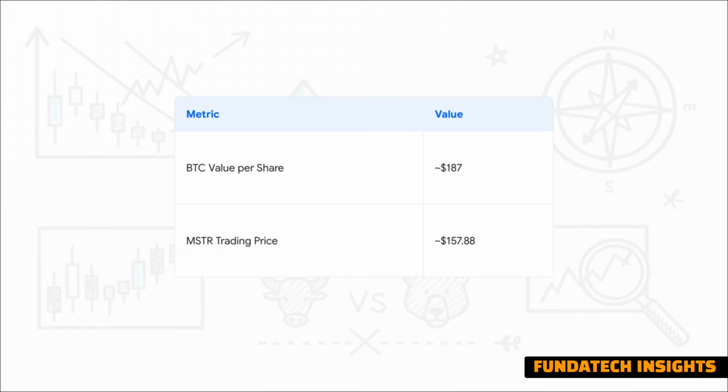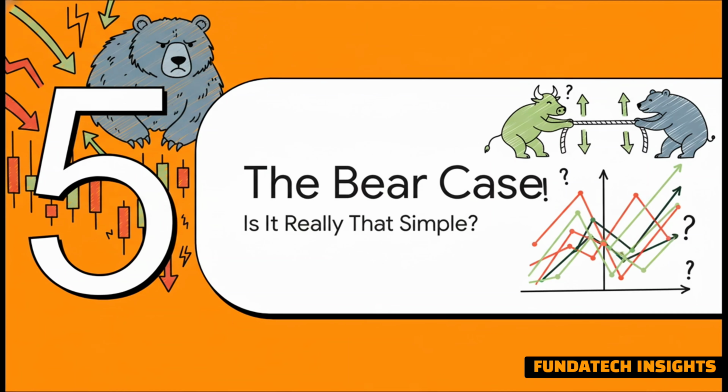And this brings us right to the bull's main point. When you do the simple math, you just divide the value of all that Bitcoin by the number of shares, you get a value of about $187 per share. But at the time, the stock was trading down near $158. So for a bull, the conclusion is easy. The stock is on sale. But of course, it is never that simple in the markets. Now we have to look at the other side of the trade, the bear case. They're looking at the exact same company and seeing a very, very different picture.